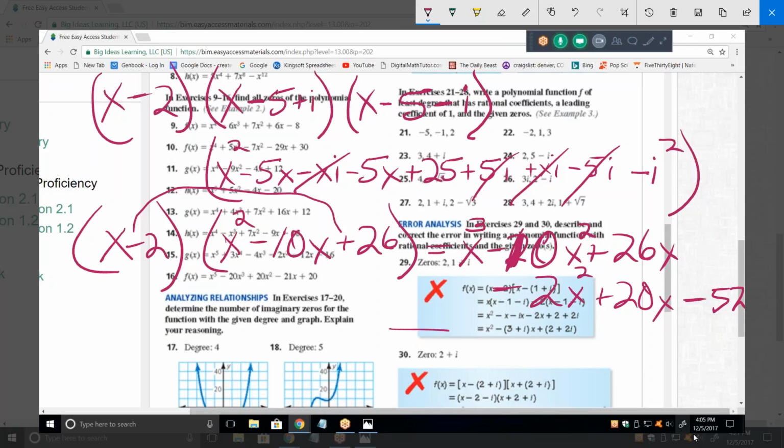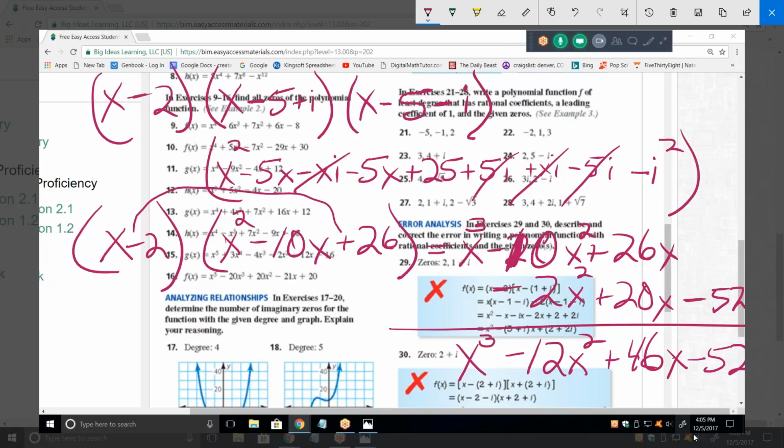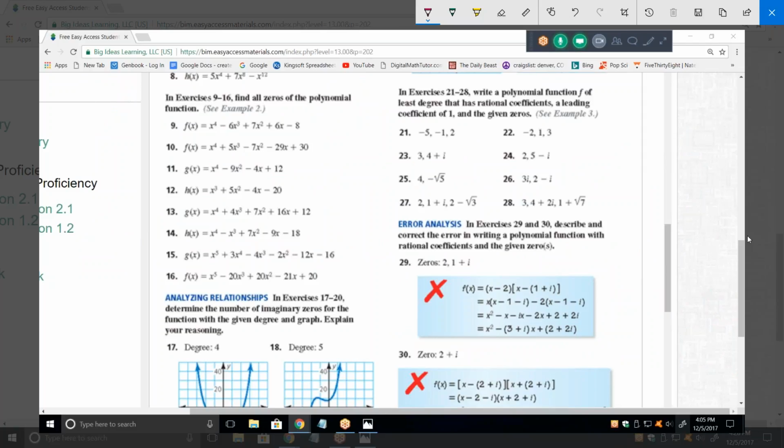Now simplify. Okay, so x to the third minus 12x squared plus 46x minus 52. So we've done two of them that are just alike, just different numbers. Try this one.